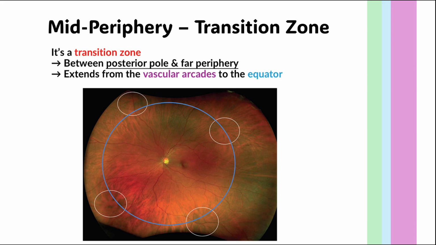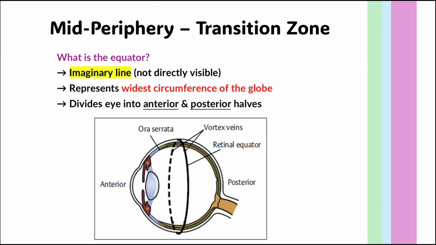But what exactly is the equator? Well, actually, the equator is not something that you see. It's more like an imaginary circumferential line that represents the widest circumference of the globe. So basically, it divides the eyeball into anterior and posterior halves, with roughly equal distance to the cornea anteriorly and to the optic nerve posteriorly.